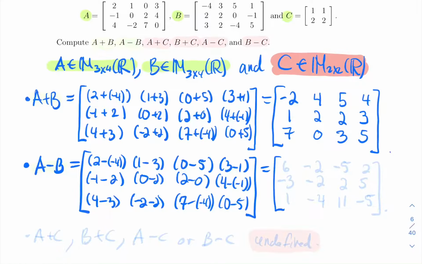So if you do the subtraction, you get 6, minus 2, minus 5, and 3 minus 1, that's 2. We have minus 1 minus 2, that's minus 3. 0 minus 2, that's minus 2. 2 minus 0, that's 2. 4 minus minus 1, that's 5. 4 minus 3, that's 1. Minus 2 minus 2, that's minus 4. 7 minus minus 4, so that's plus 4, and you get 11. And 0 minus 5, that's minus 5.